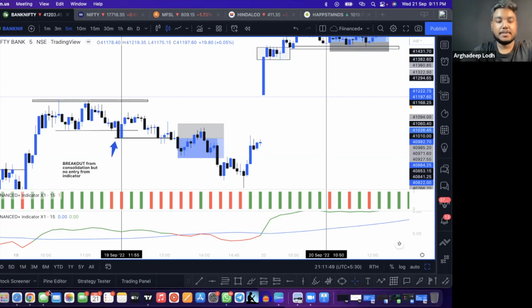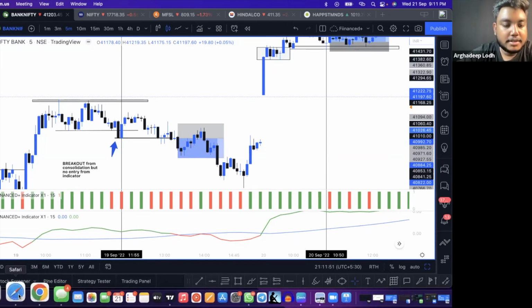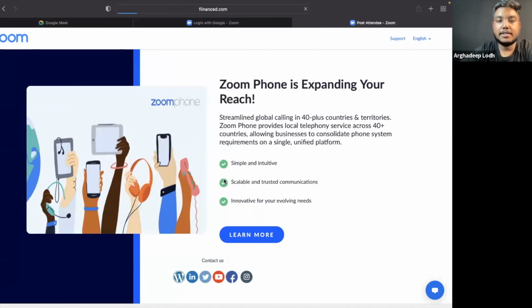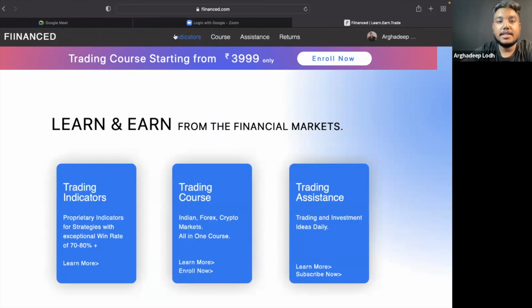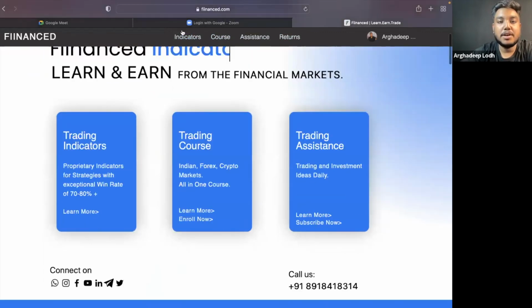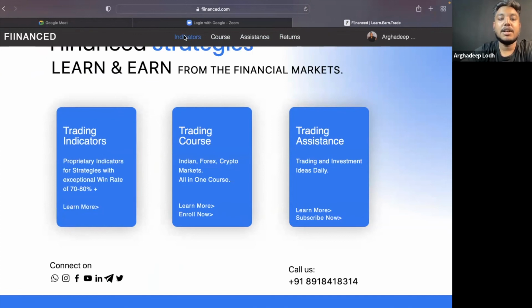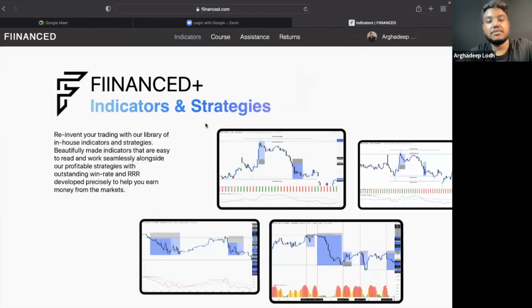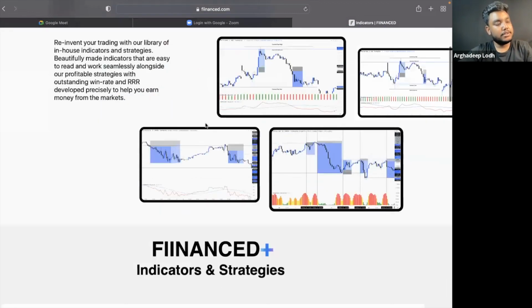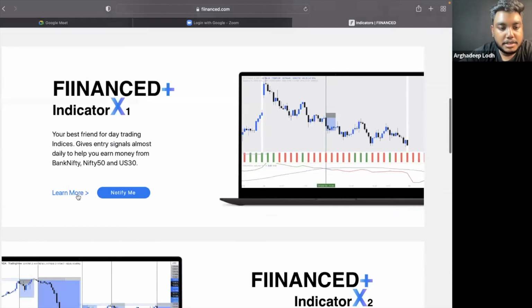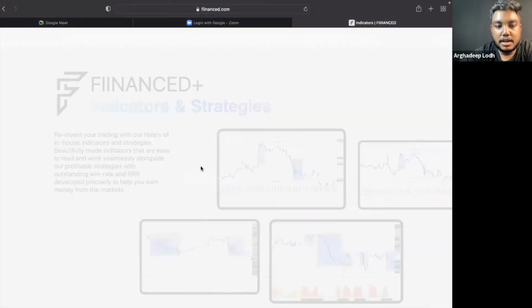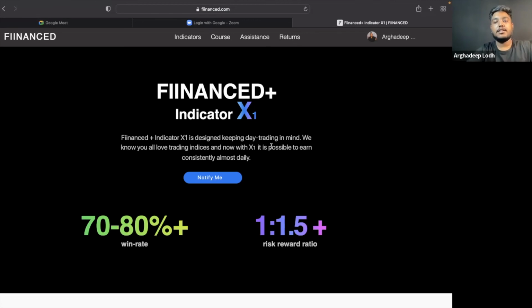ओके, सो आपको इंडिकेटर ऐसे मिलेगा. यहाँ पे you will go to our website Finance. Okay, you will go to our website and here in this section you can find the indicator, or you can click from here learn more, या जहाँ पे भी आपका मन चाहे क्लिक कर दो. आज जो strategy हम लोग सीखे उसका नाम है इंडिकेटर X1. You can go here, learn more, and see, this is it. यहाँ पे आपको मिल जाएगा.